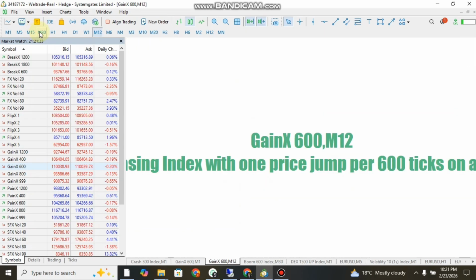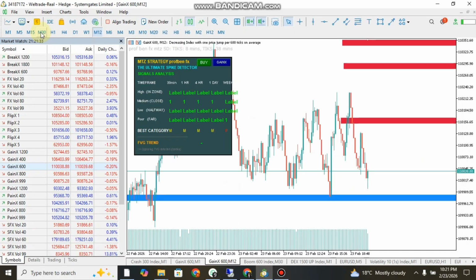So if you don't know what is a fair value gap, you don't know what is mitigation and unmitigation, balance and imbalance, I highly recommend at this point go learn something about fair value gap.